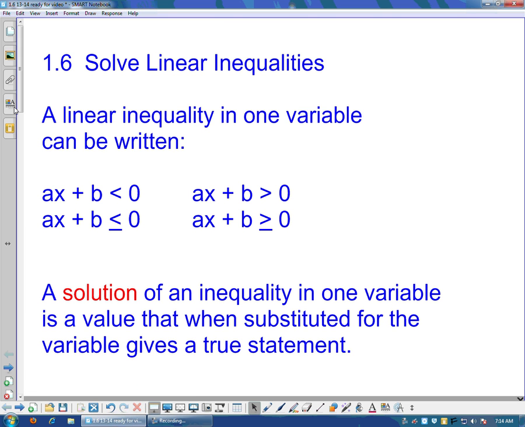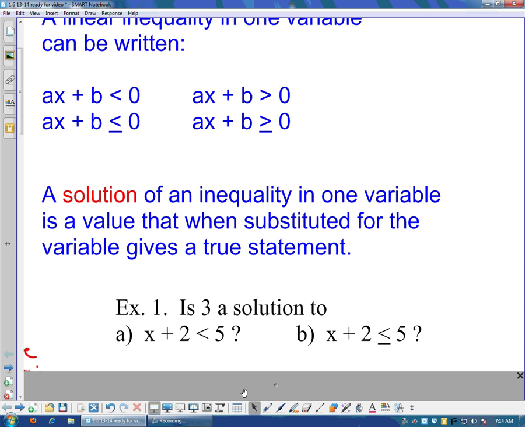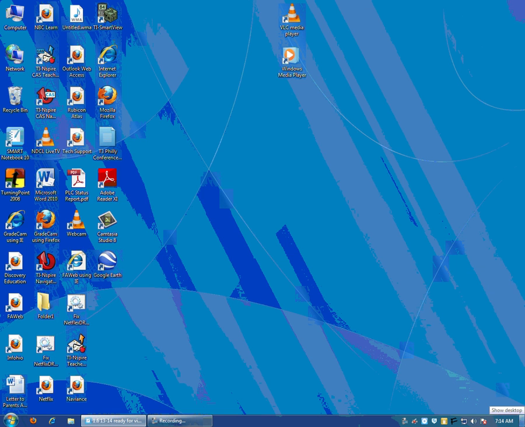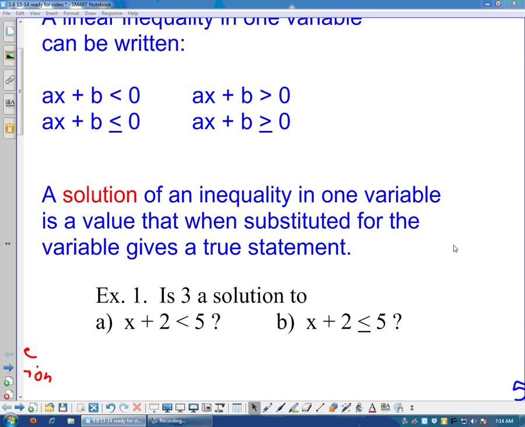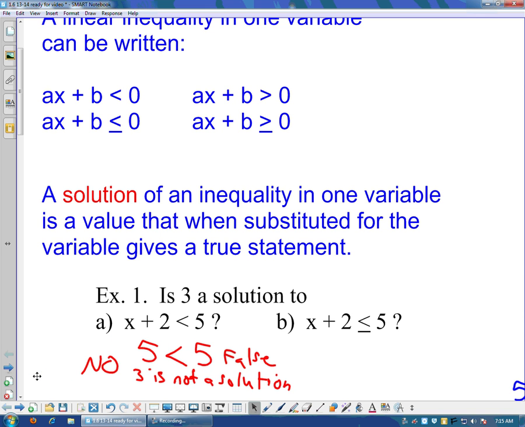What about a solution? How do we solve these? Well, a solution of an inequality in one variable is a value that when substituted for the variable gives a true statement. So for example, is 3 a solution to this first one over here? x plus 2 is less than 5. Well, we plug it in to find out. If I plug in 3, 3 plus 2 is less than 5. Well, I would get 5 is less than 5 then. That's false. So no, 3 is not a solution.